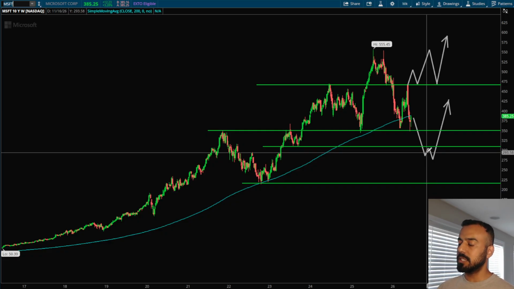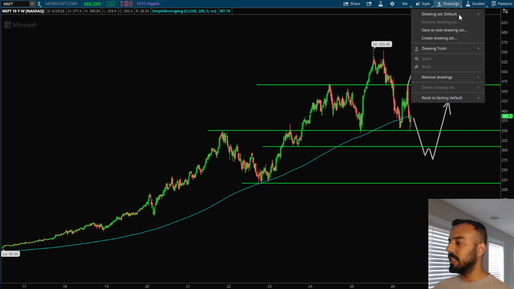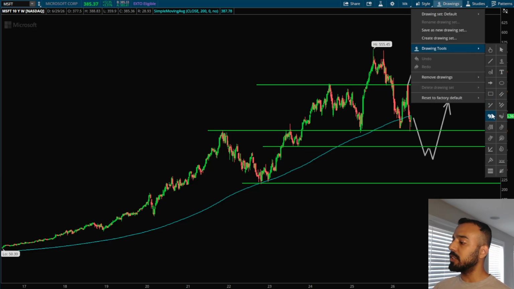If I'm watching this level as a retail trader, I'm sure larger funds will see this as an opportunity to enter Microsoft, and that will give us enough boost and enough buyers to push the stock all the way back up. Now, let's take another look at it from a Fibonacci level.